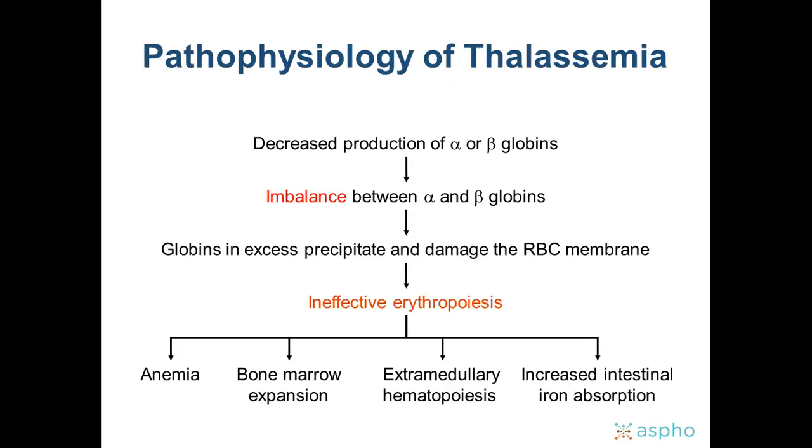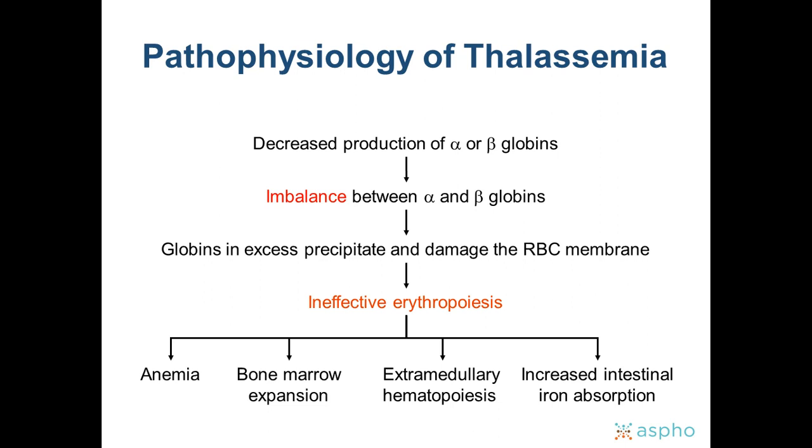Okay, so this is the pathophysiology then of thalassemia. So there's decreased production of either the alpha or beta, very simply, and that leads to the imbalance between the two. It's the imbalance here that's key. Beta thalassemia leads to an imbalance in that there's excess alpha globins. And it's those globins in excess that I mentioned that precipitate and damage the red blood cell membrane inside the bone marrow as red blood cells are trying to be made.